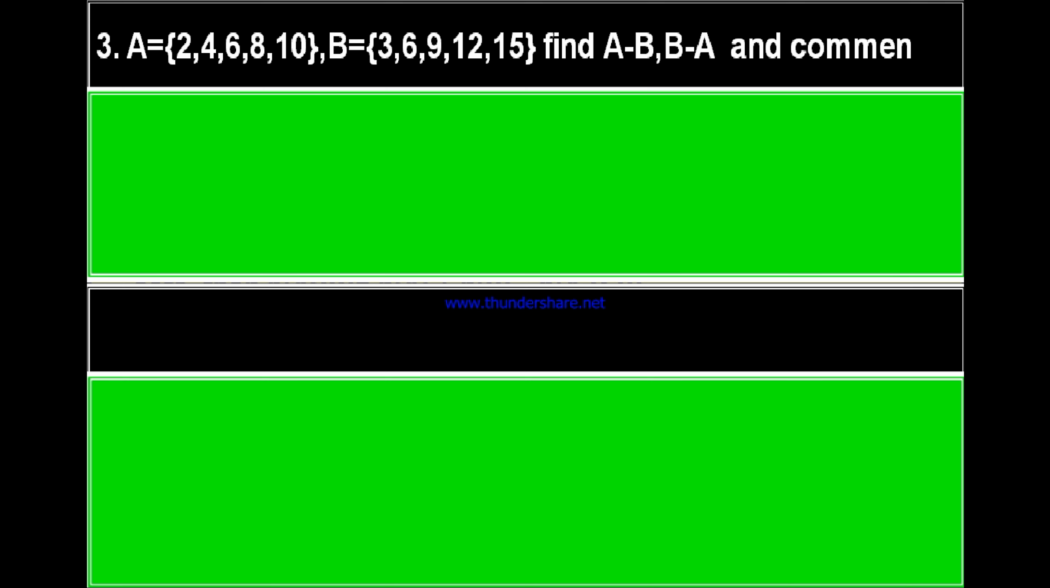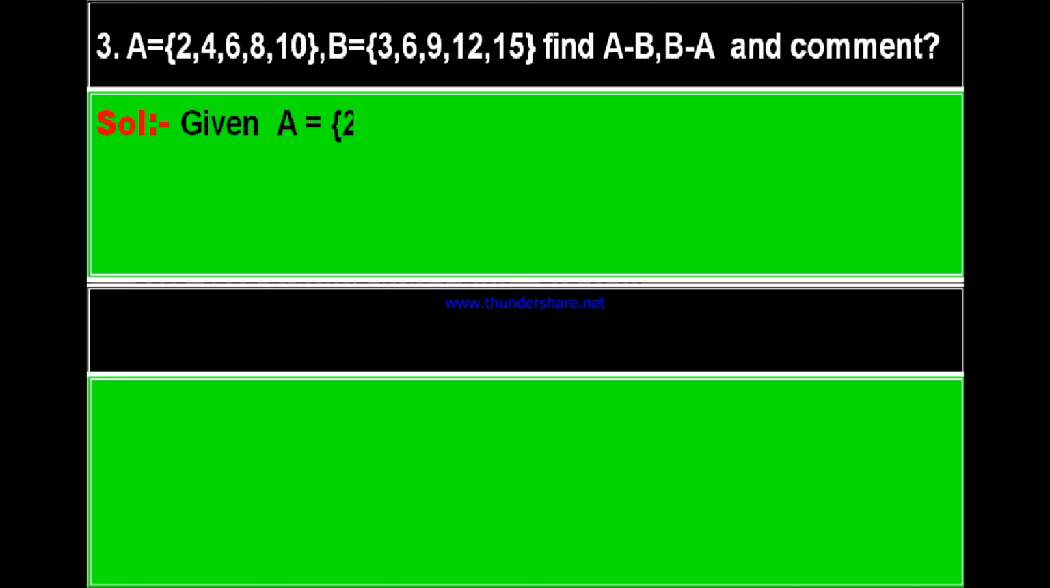Now question number 3. A is equal to the set {2, 4, 6, 8, 10} and B is equal to the set {3, 6, 9, 12, 15}. Find A minus B and B minus A and comment. I shall repeat. A is equal to the set {2, 4, 6, 8, 10} and B is equal to the set {3, 6, 9, 12, 15}. Then find A minus B and B minus A and comment.